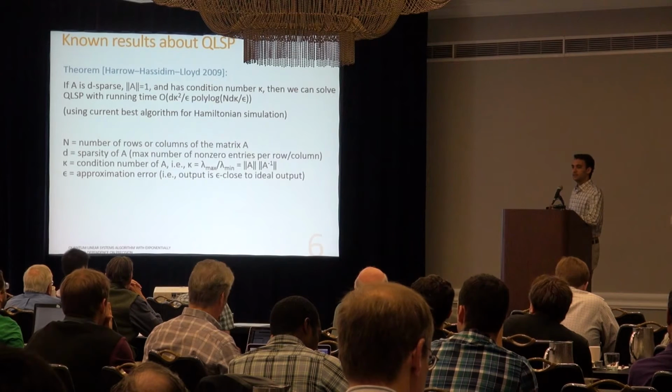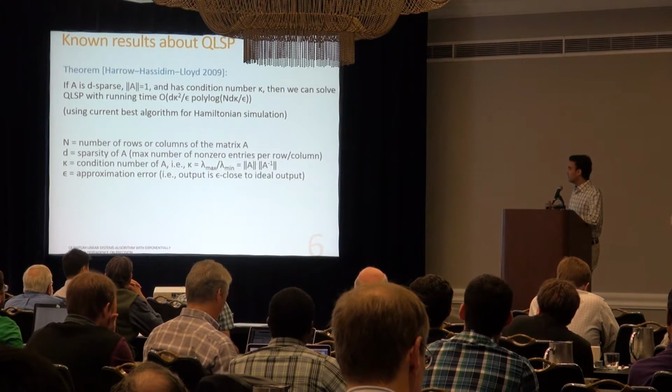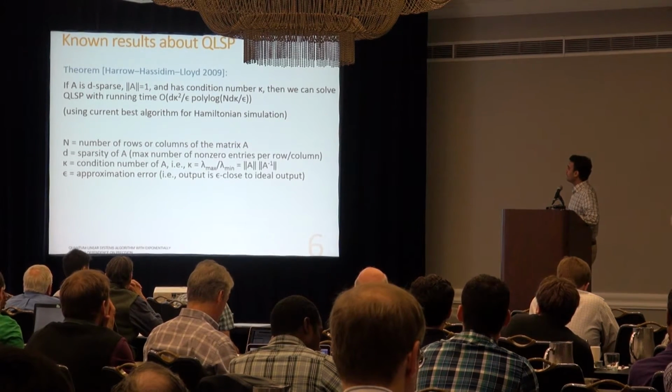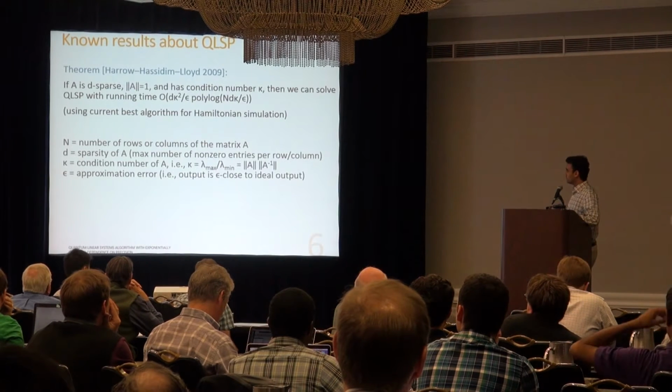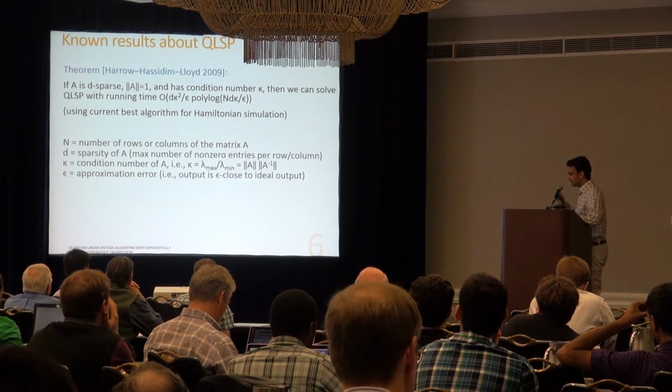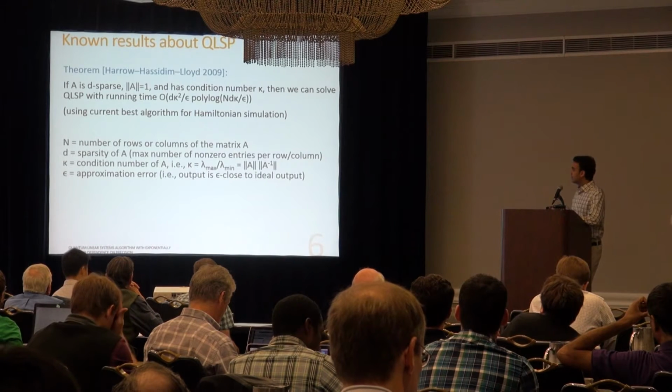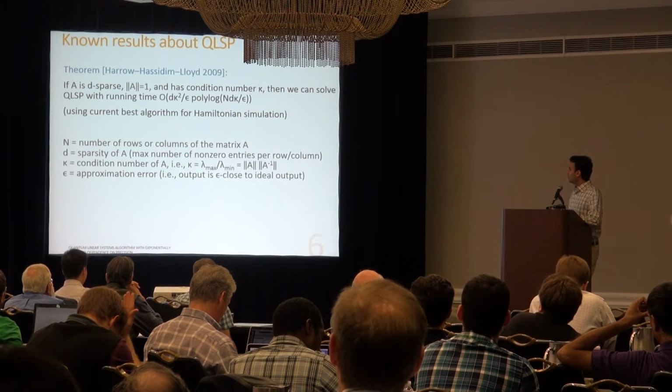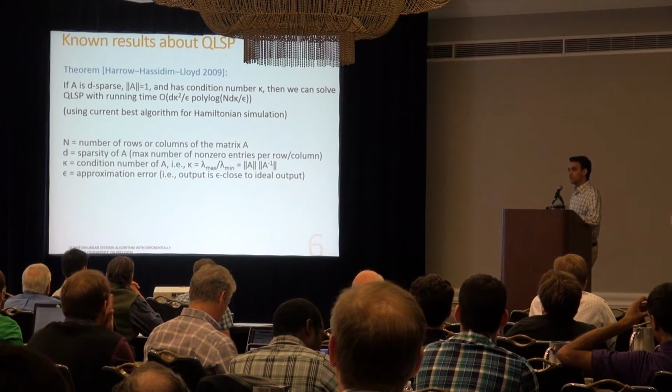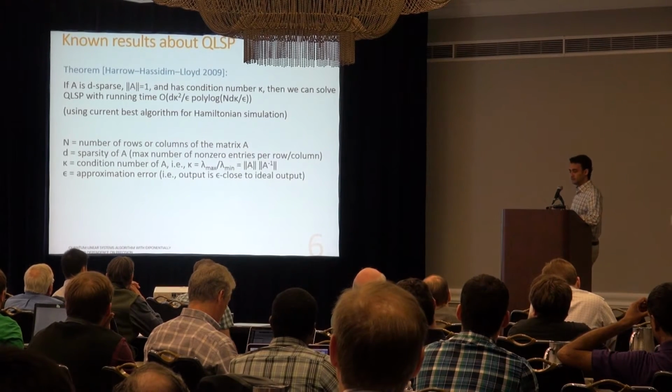The norm of the matrix doesn't really matter because the state you're producing is normalized. And it has condition number kappa. So what is the condition number of a matrix? This is the ratio of the largest eigenvalue to the smallest eigenvalue. Or another way of saying it is it's just the product of the norm of the matrix and the norm of its inverse.